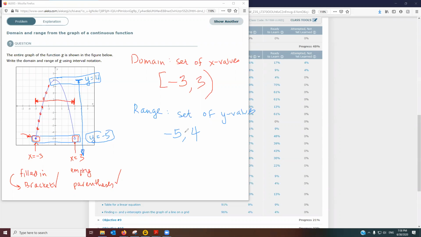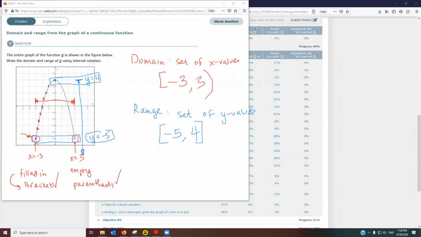Now, when it comes to the -5, because -5 itself is part of the range, I know that from that solid dot, I'm going to bracket here. On the 4, I could put my own dot here if I wanted to, just to make it a little clearer that y equal 4 is a point on the graph. So I'm going to put a bracket on that side too.